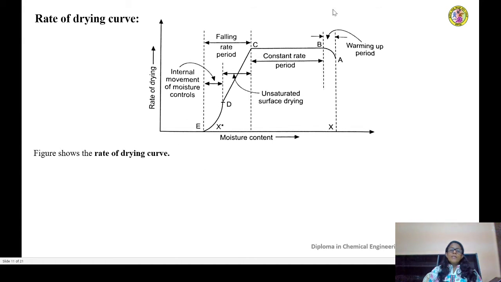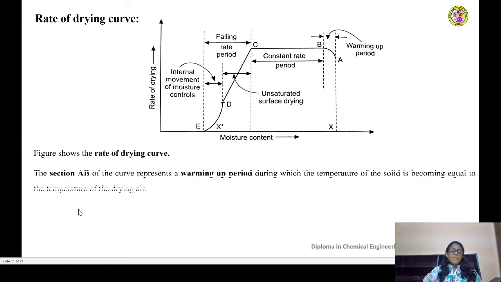Let us now understand the rate of drying curve and how it changes its shape, showing the different kinds of variation of rate of drying with respect to moisture content. Section AB of the curve represents the warming up period, during which the temperature of the solid becomes equal to the temperature of the drying air. The first segment of the curve is the line AB, and this portion is called the warming up period.